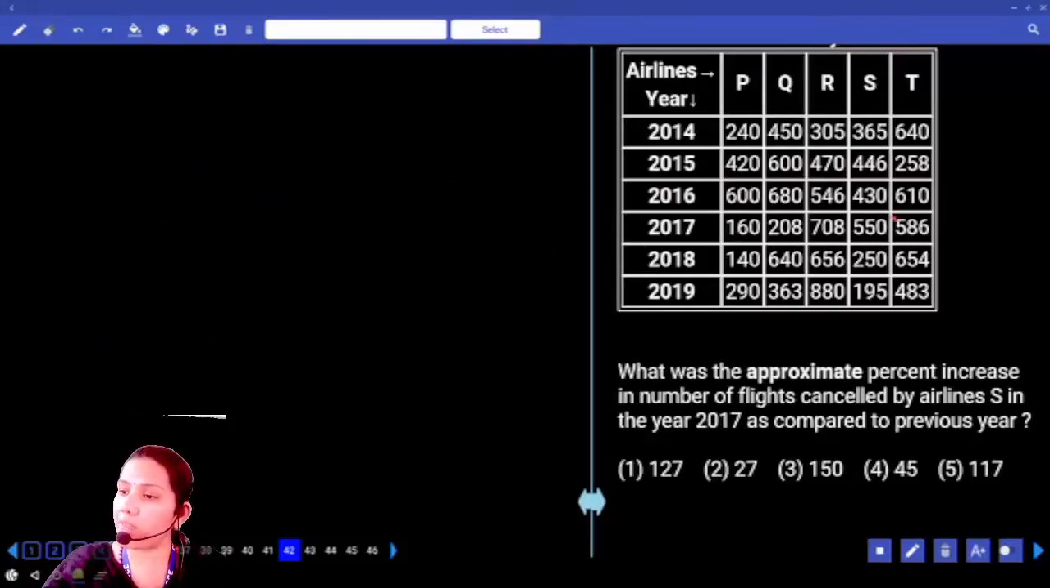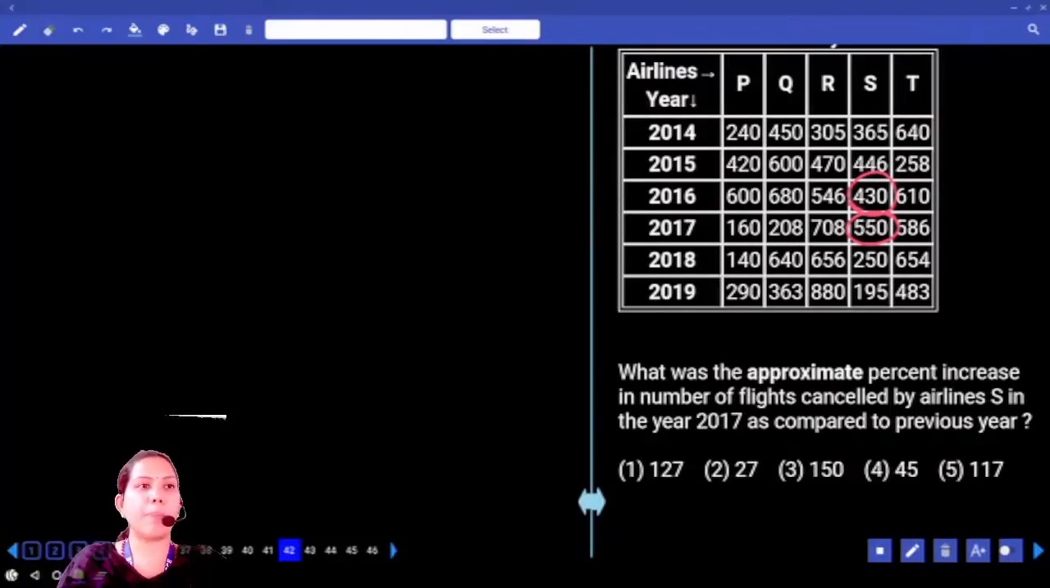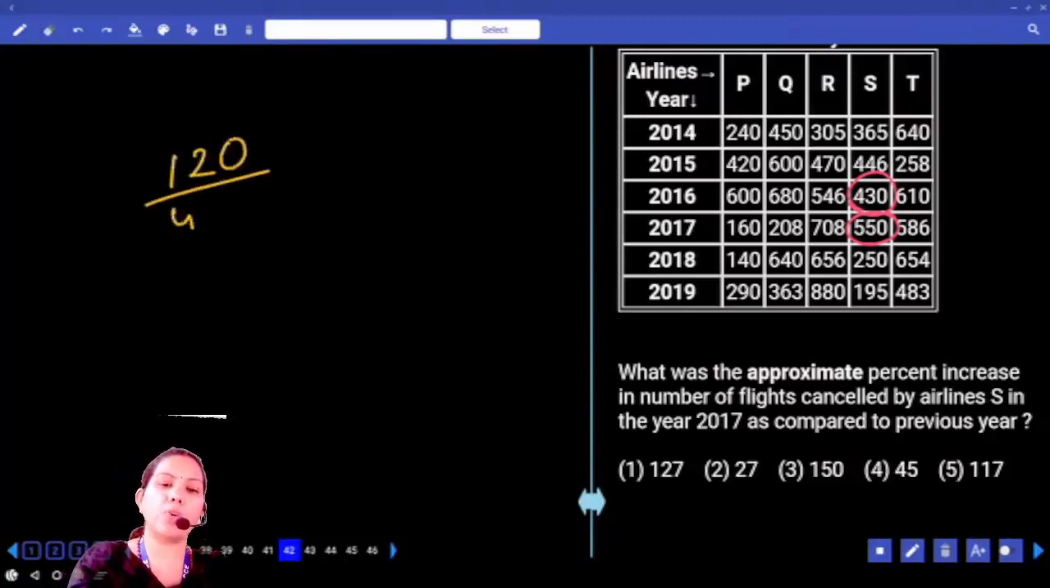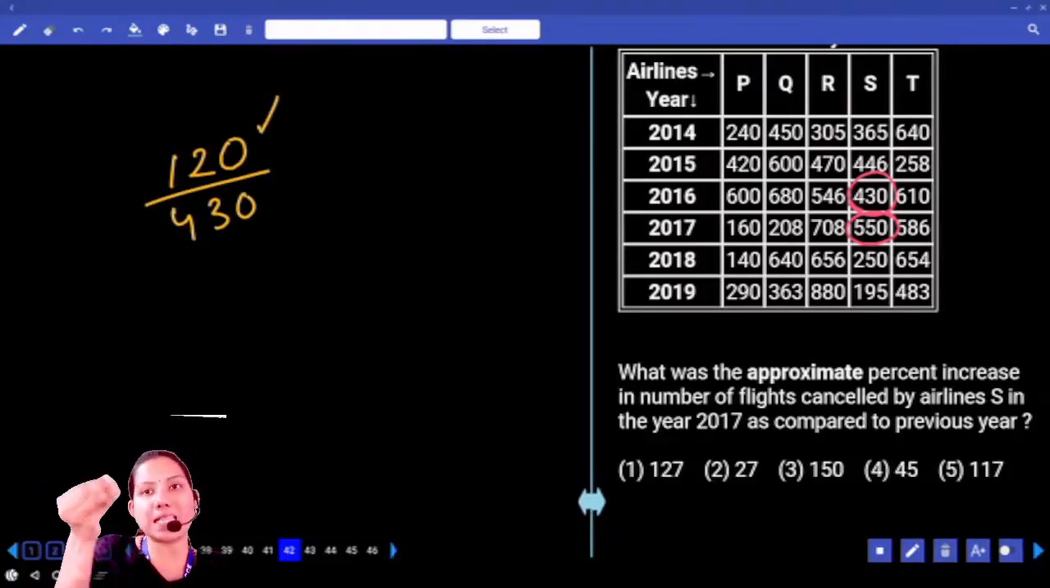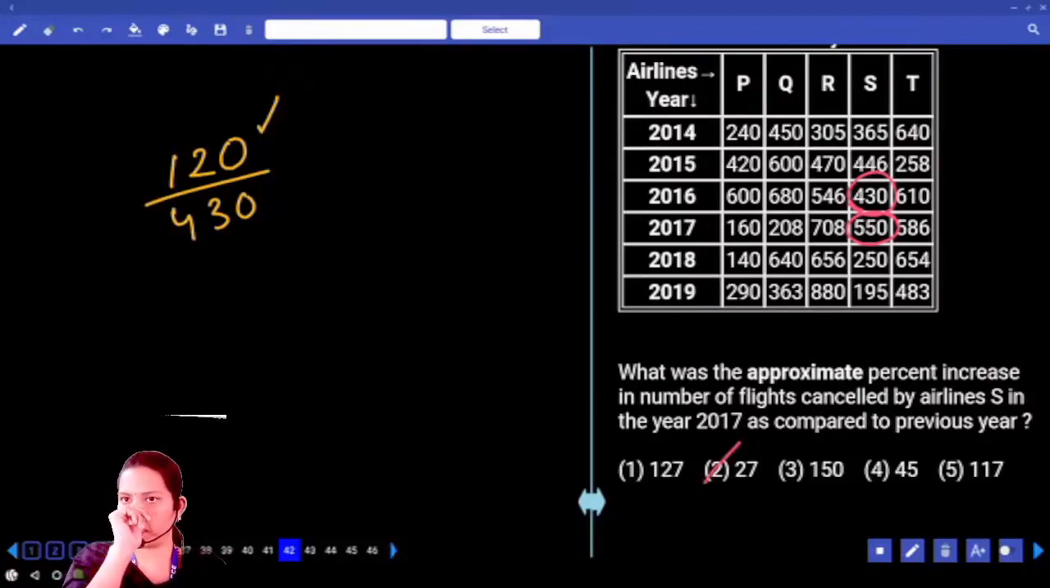What is 2017? 550. What is 2016? 430. Compared to 430, 550 is how much percentage more? How much more? 120. Denominator value 430. What is 10% of 430? 43. 20%? 86. 30%? 129. What is it? 120. So the answer must be less than 30 but very near to 30. Less than 30 and very near to 30, 27. Second option.